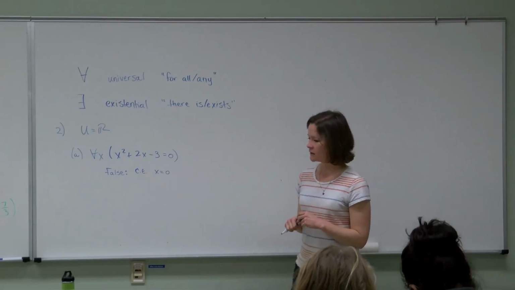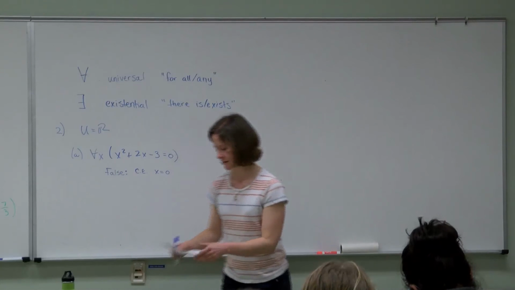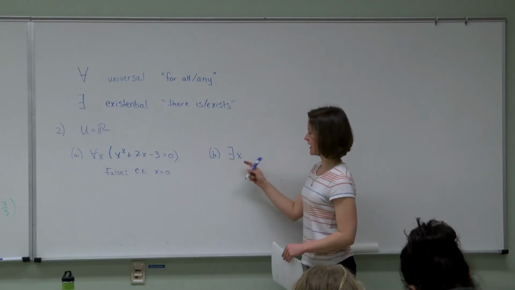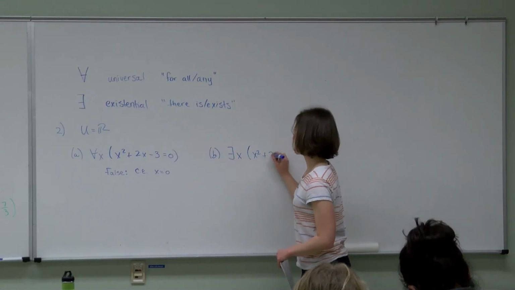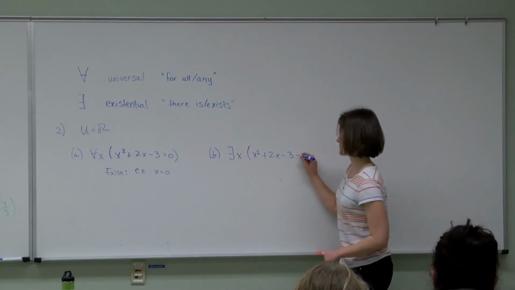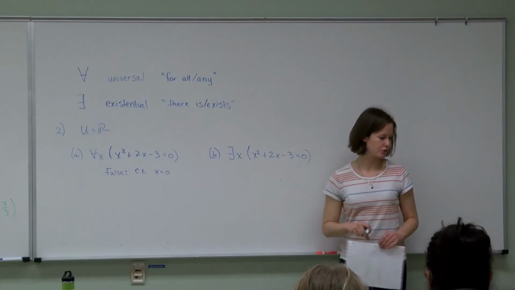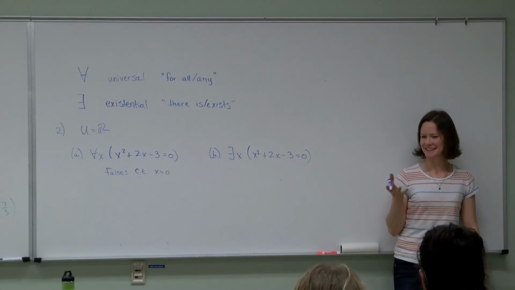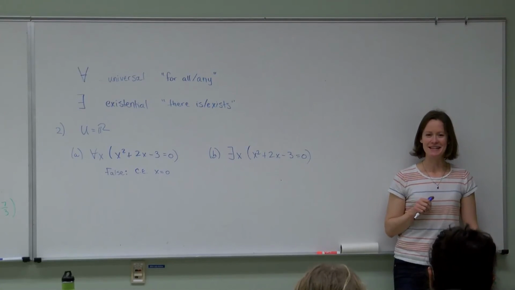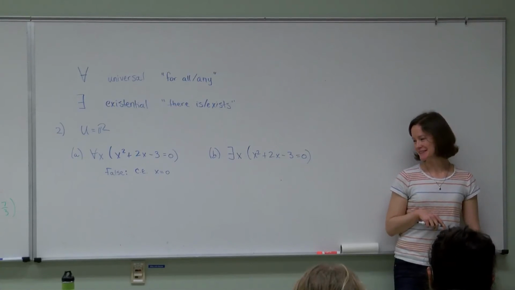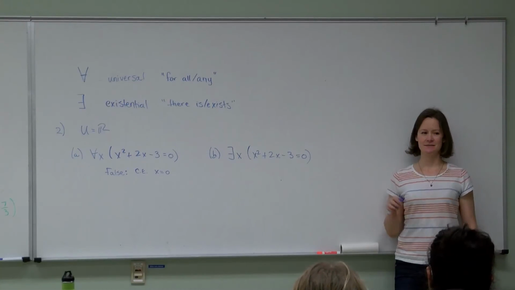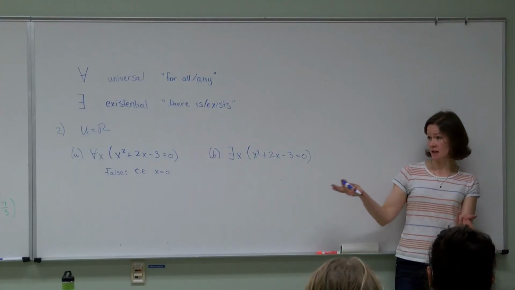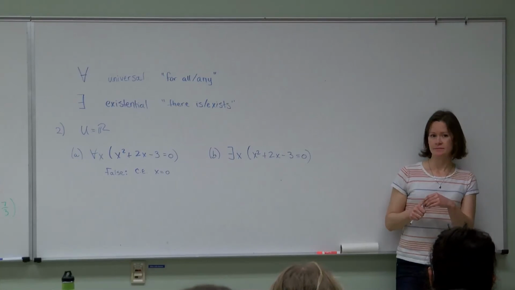Okay, so then how about for part B? So in this case, we've got that there is at least one x in the universe such that the statement x squared plus 2x minus 3 equals 0 is true. I kind of gave this one away a minute ago, so if you're listening carefully. Okay, so you're saying it's true. She gave it away, it must be true. Why is it true? Because there is a solution. Okay, so there's a solution. Can you name a solution? Plus 1.